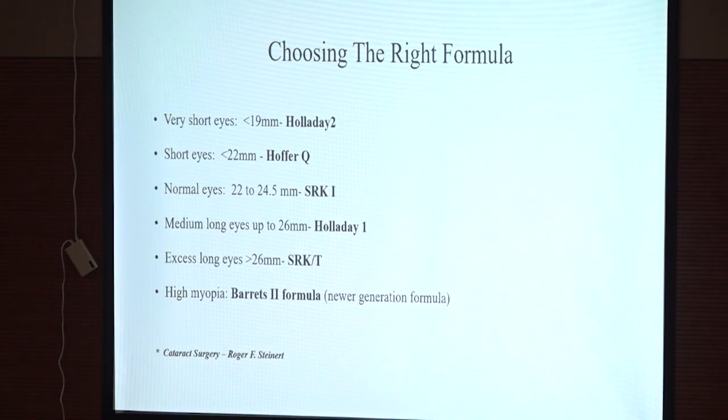Whereas a newer generation formula that has come is the Barrett's 2 formula for very high myopic eyes, which is quite accurate. So it is important that whenever you see your patient next time who has come for cataract surgery, you have to see the axial length, the normal range, the difference between the two eyes, the keratometry of the patient, what is the difference in the K1 and K2 of each eye, and then decide the IOL formula that you will be using accordingly. Thank you.